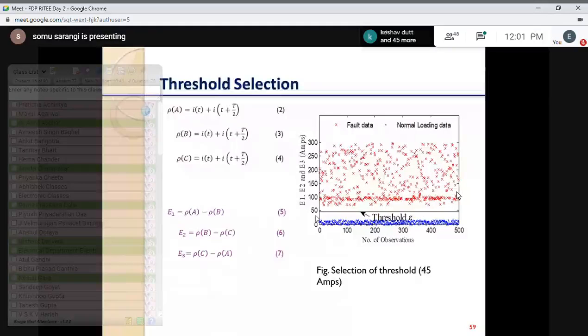Normally this rho A, rho B, rho C cannot be helpful for detection of a symmetrical fault. So we have taken other values: E1 is equal to rho A minus rho B, E2 is equal to rho B minus rho C, and E3 is equal to rho C minus rho A. Even if there is a symmetrical fault during this period, sometimes it may be possible that the fault currents will be similar, so it cannot be detected. To obtain a threshold, we have simulated at least 3000 data sets. Considering the fault data, which is the red one, and the load data, which is the blue one, we have selected a threshold.